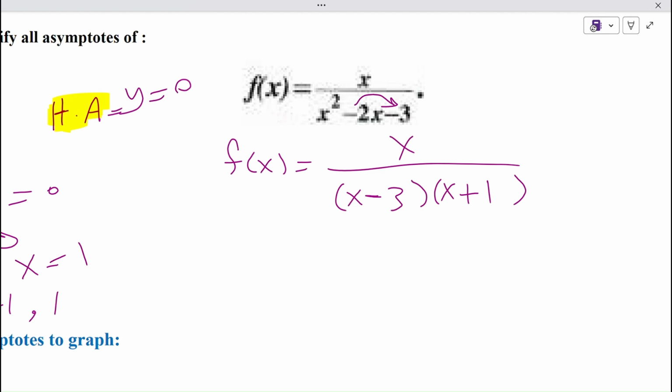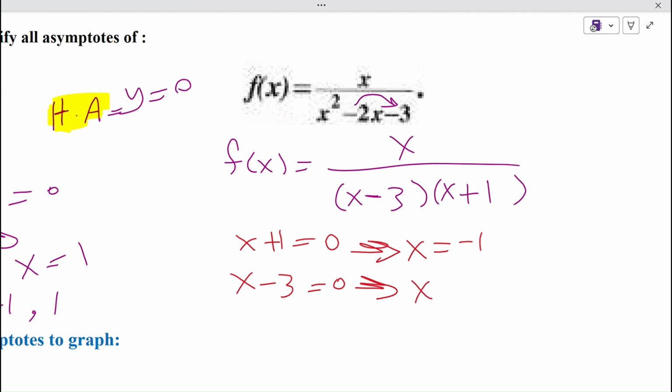Let's set it equal to 0. x plus 1 is equal to 0, then x is equal to minus 1. What about here? x minus 3 equal to 0, then x is equal to 3. This is called vertical asymptotes. What about horizontal asymptotes?